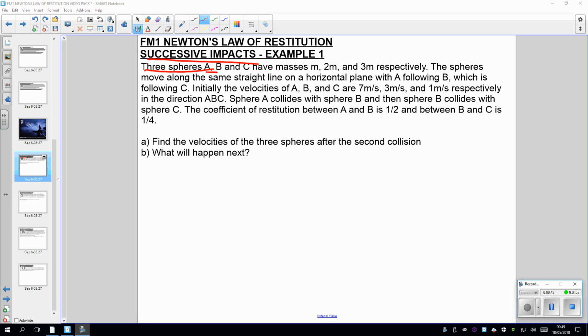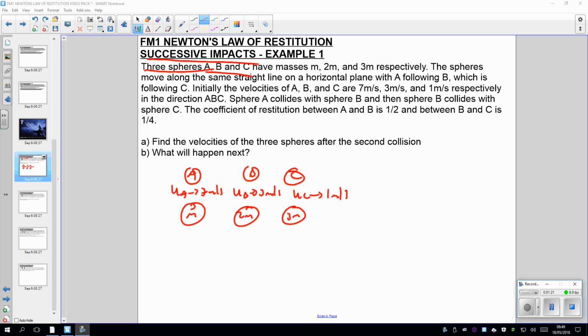So we've got three spheres, A, B, and C. The most important thing here is just keeping track of all of your particles and what's happening with them. They have masses M, 2M, and 3M. The spheres move along the same line, A following B, which is following C. That's how I knew it was in that order, A, B, C. Initially, and it also tells me the directions as well, the velocities of A, B, and C are 7 meters per second, 3 meters per second, and 1 meter per second.